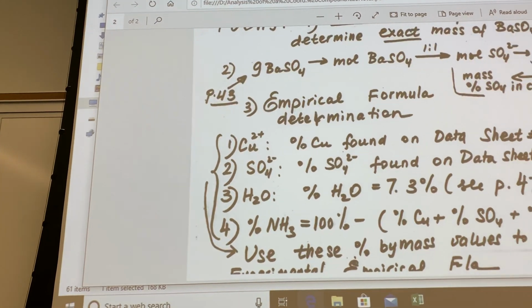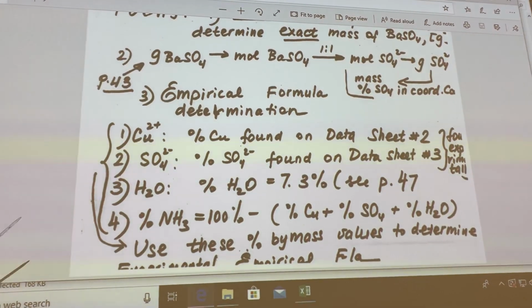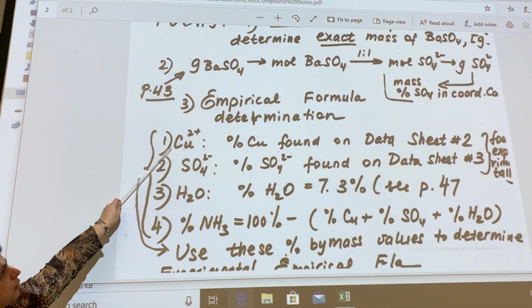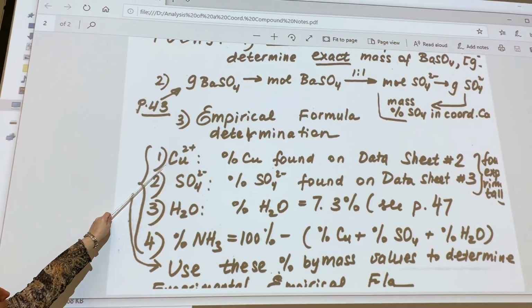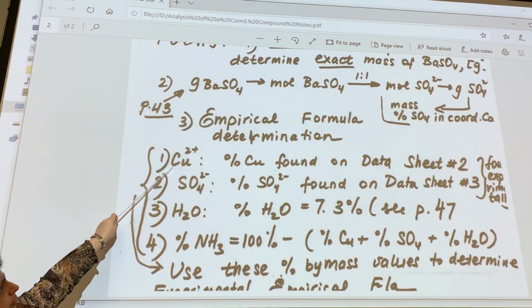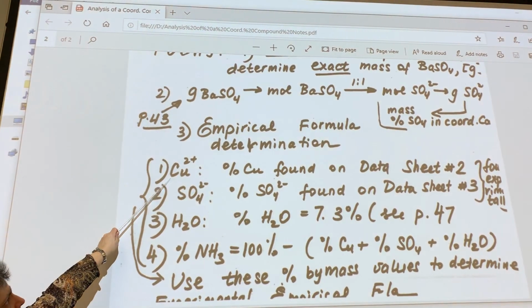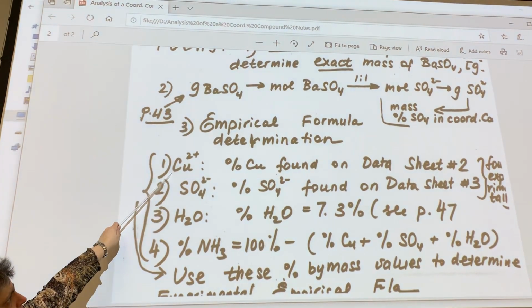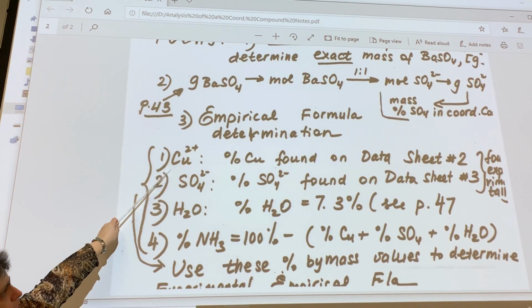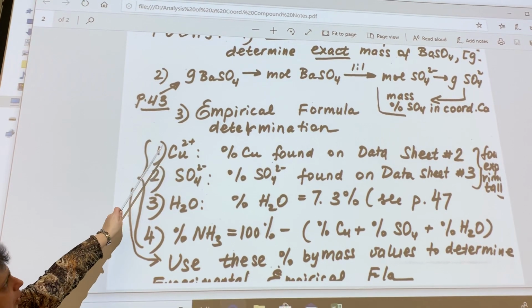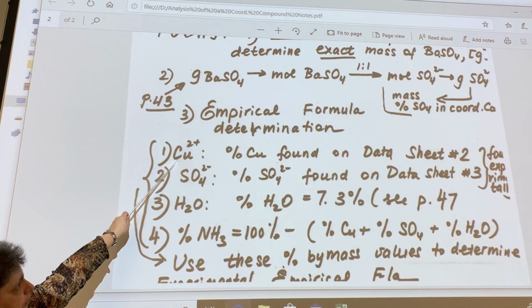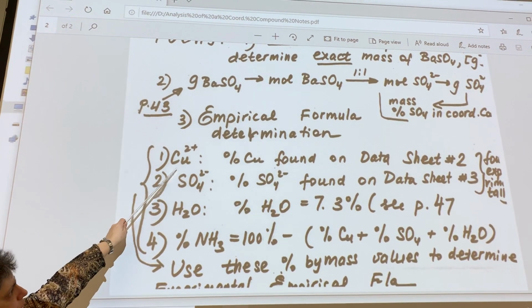So the percent copper that you need to know was found on data sheet number 2. Like I told you before, if you email your data sheet 2 with your calibration graph to me, I will take a look at it and let you know if there are any issues with it. So mass percent copper is found on data sheet 2.